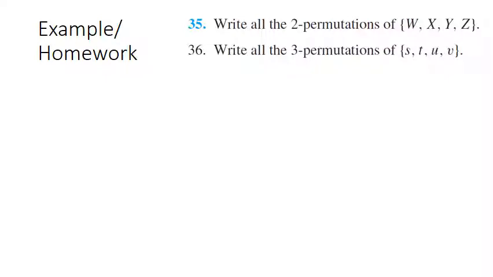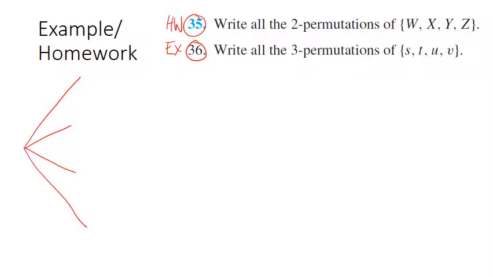Okay, let's do an example. So this is going to be the example here, and then this one will be the homework. Okay, so write all the three permutations of S, T, U, and V. So I think the easiest way to do this is actually going to be to make a tree. So maybe I'll make my tree sideways this time. Let's see how that goes. It got a little cramped last time.